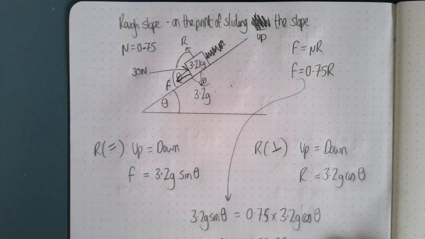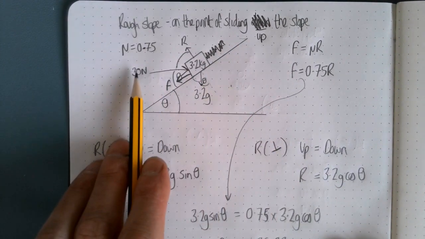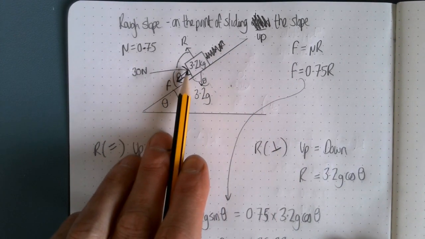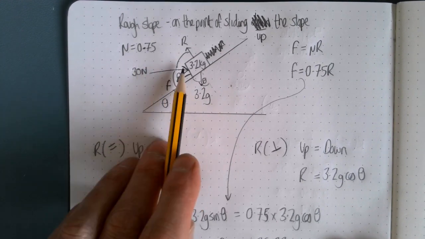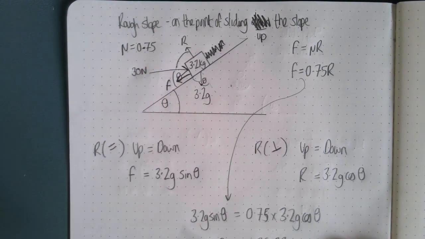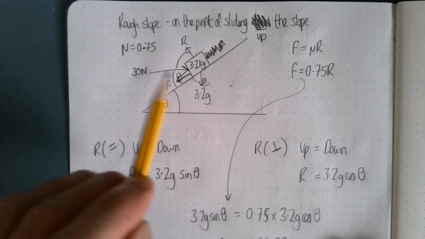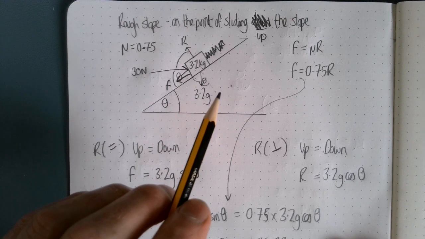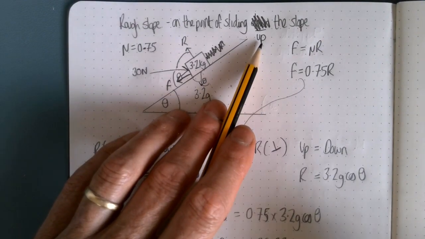Okay, so I'm just going to change this problem slightly. We're now going to say that there's a force pushing it in this direction, a 30 Newton force, and although my arrow is a bit wonky, that's a horizontal force. And it is still on the point of sliding, but it's about to slide up the slope. Okay, so still in limiting equilibrium. Friction is at its maximum value, but it's not yet moving.